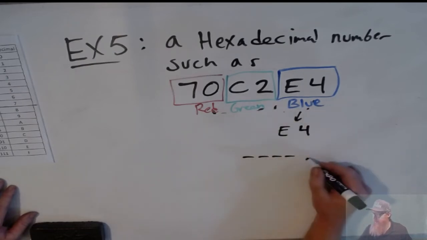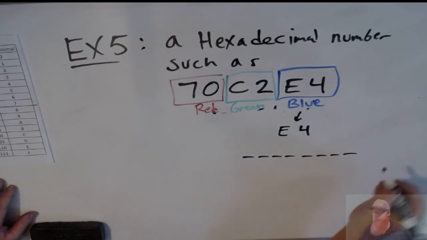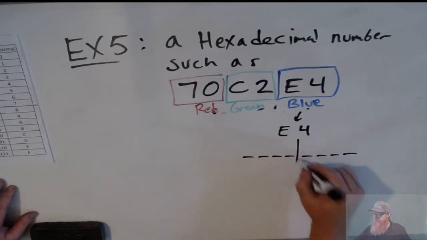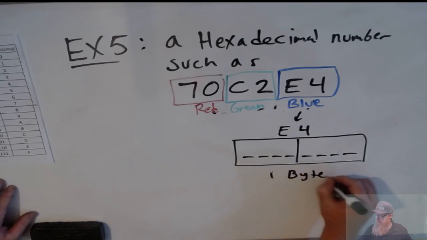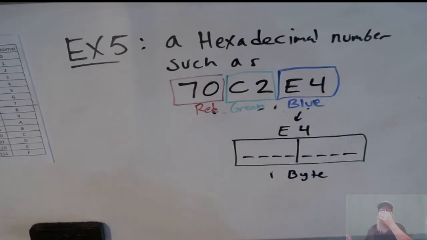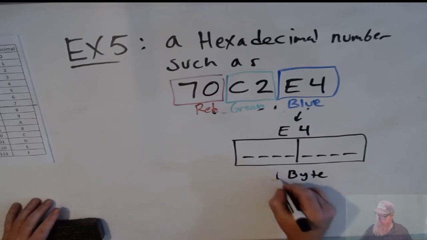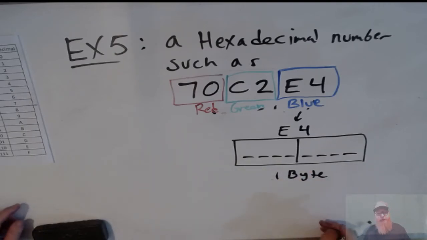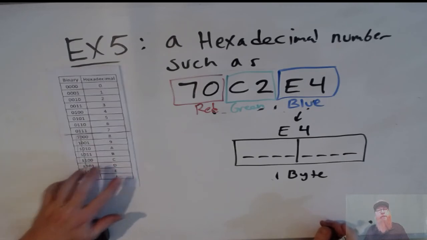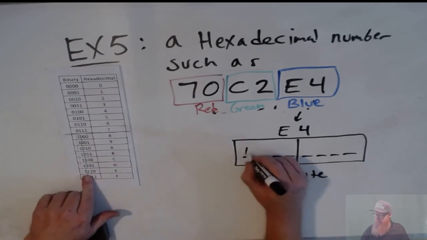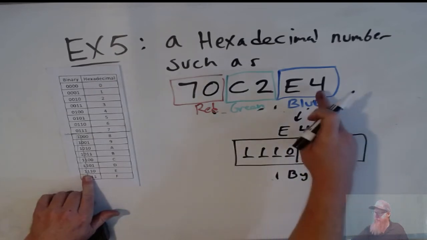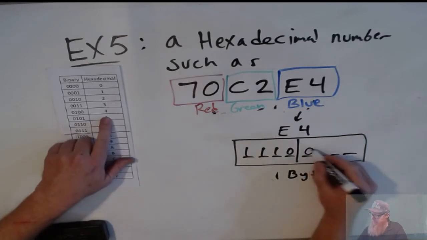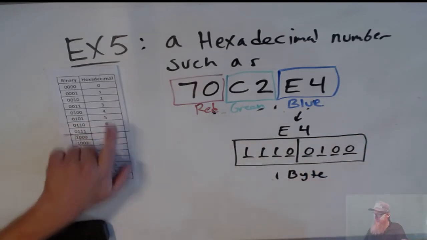Let's do one color at a time. So we got 1 byte. Each one of these takes up 1 byte, or 8 bits. So E, here's my cheat sheet here. E is 1110. Right. And 4 is 0100.